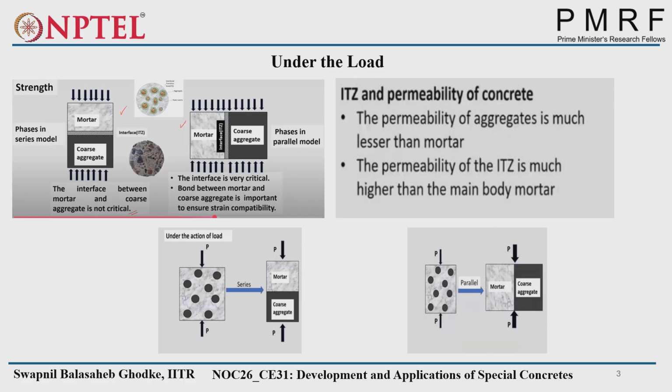Suppose we go for the parallel model. The weakest part is the ITZ, so the first crack appears in the ITZ. Then if we increase the load further, cracking will happen in the mortar and then some part surrounding the coarse aggregate, but not exactly through the coarse aggregate. It will happen around the coarse aggregate, but through the coarse aggregate only in high strength concrete. Clear?